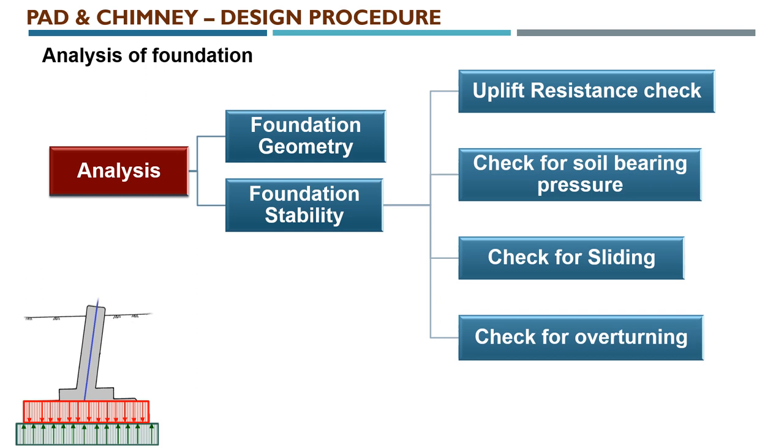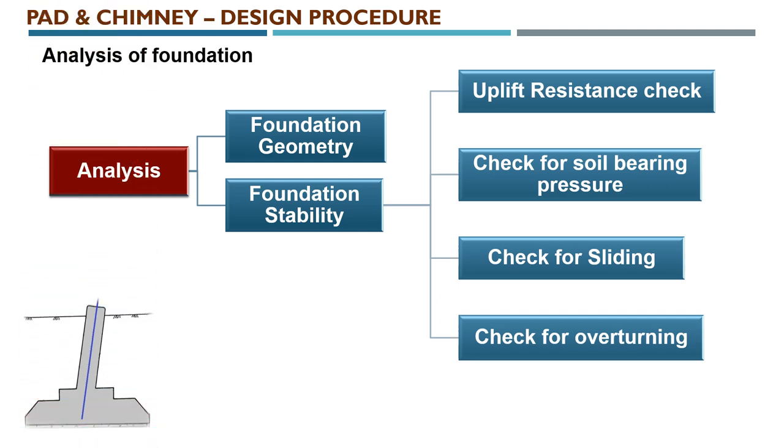This safe bearing capacity we can get from the input data called soil parameter. In that soil parameter, under soil investigation, we can get the safe bearing capacity of the soil. The bearing pressure coming from the structure and foundation weight should not exceed the green upward safe soil bearing pressure. Then that foundation can be considered stable with respect to soil bearing pressure.